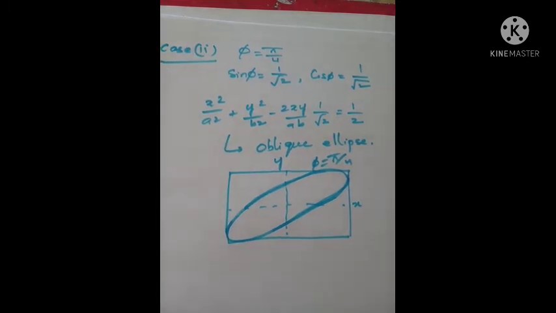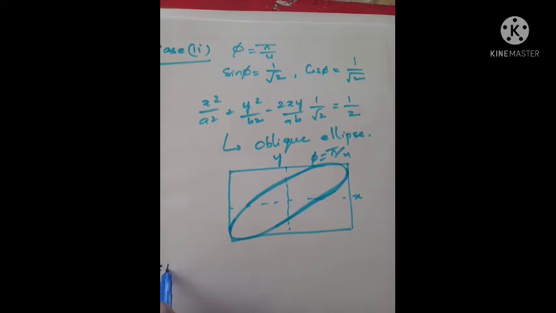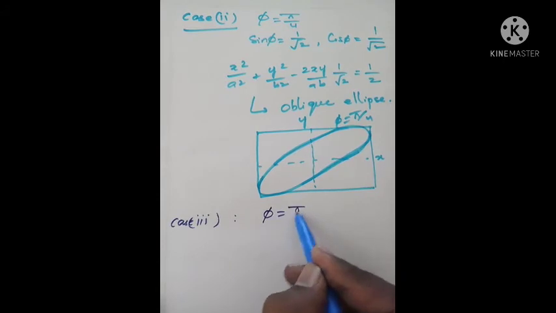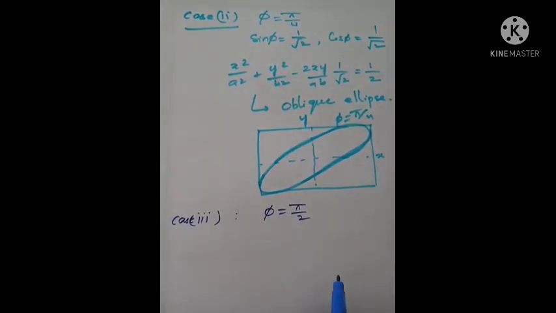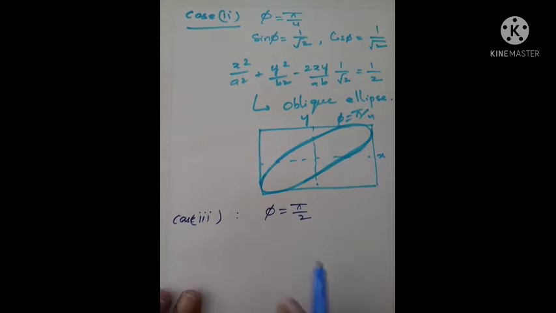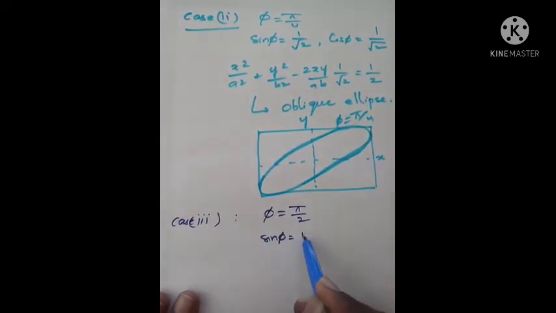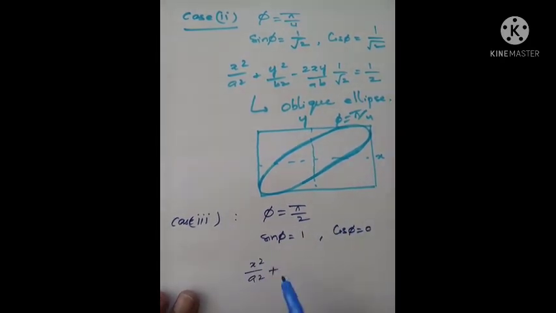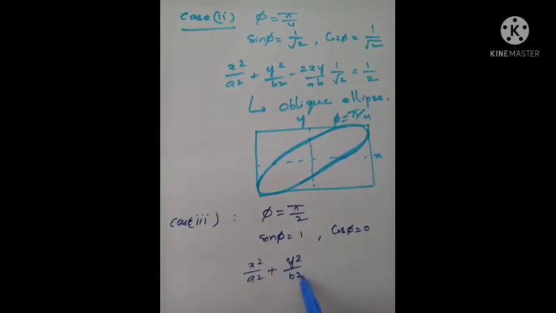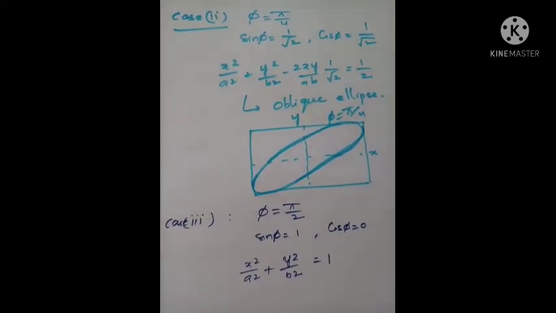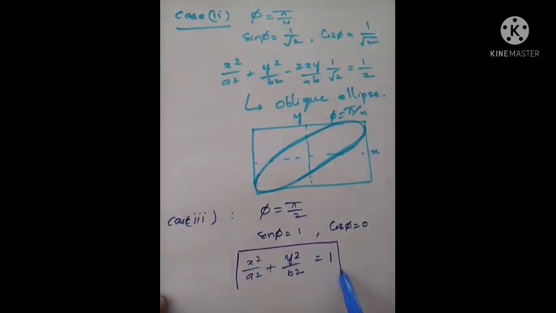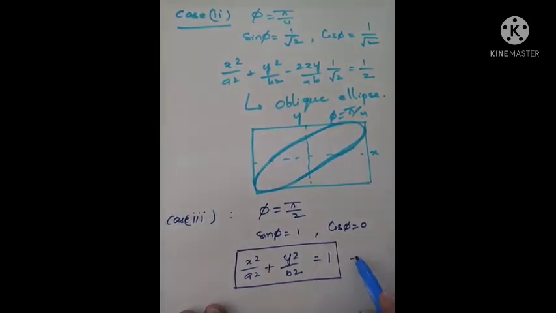Case 3: phi equal to pi by 2. If you take phi equal to pi by 2, what happens? Substituting in the equation, we get sin phi equal to 1 and cos phi equal to 0. Then finally we get x square by a square plus y square by b square equal to 1. This equation clearly represents that the resultant path can be an ellipse.